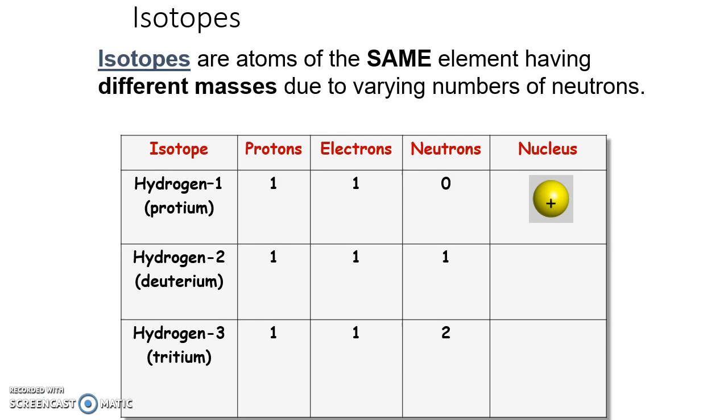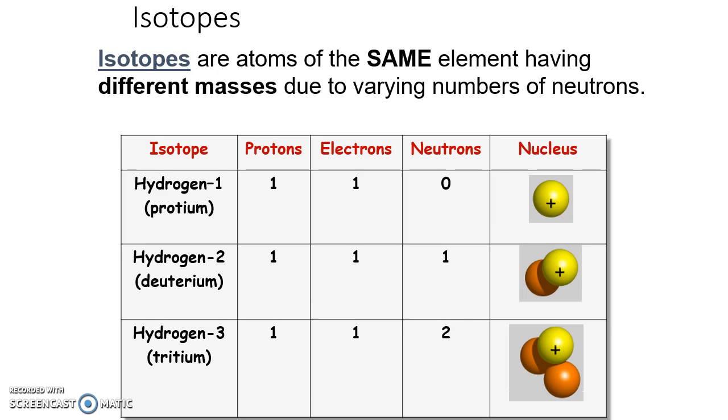Hydrogen with a mass of 1, so this little number after the dash, that's representing the mass. Hydrogen 1 has 1 proton and 1 electron, no neutrons, so it doesn't have anything attached, it's just this little proton here in the nucleus. So the mass is just 1 because there are no neutrons. Hydrogen 2 does have a neutron, so 1 plus 1, that's how we're getting that mass of 2, and hydrogen 3 has 2 neutrons.